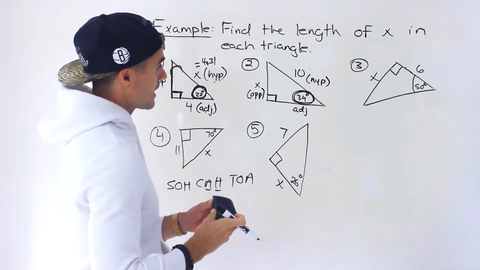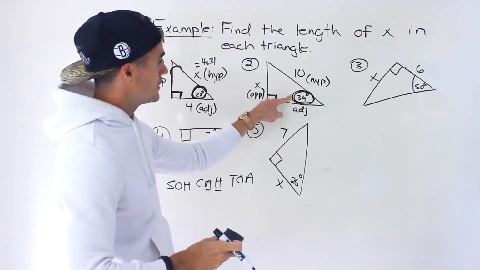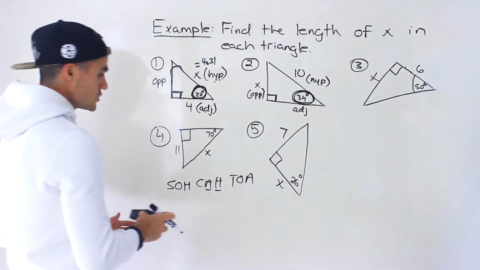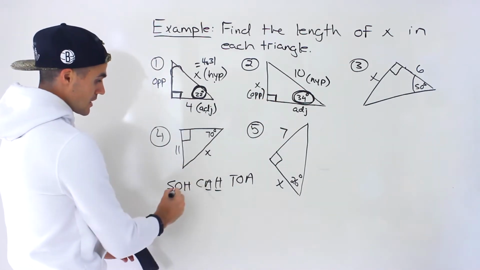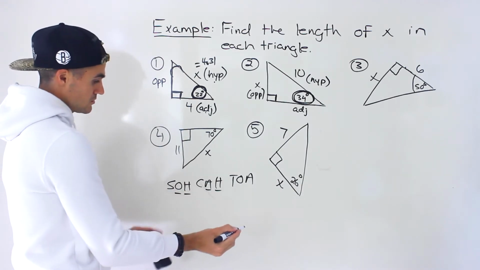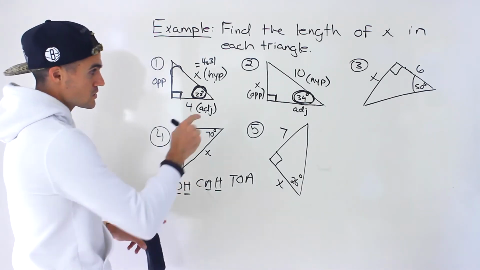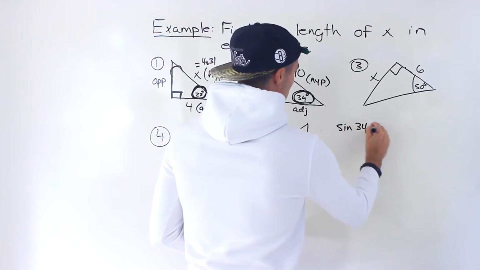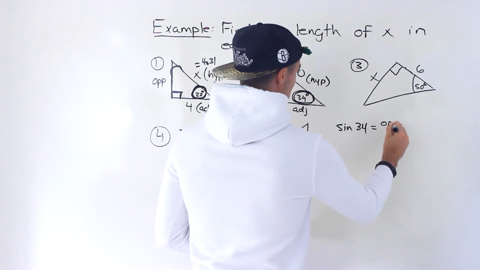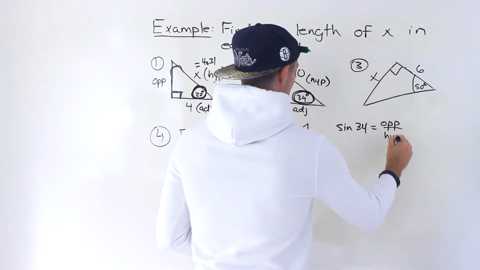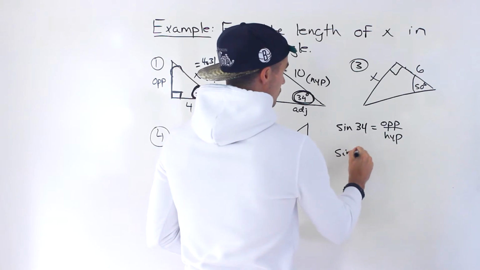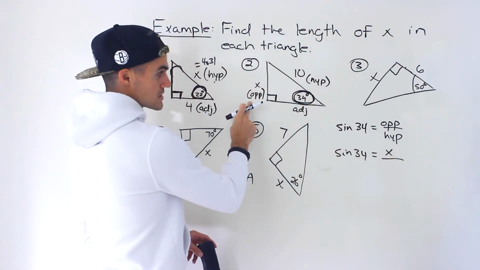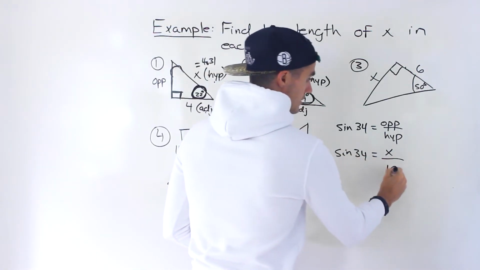Notice that if we're using this angle, we'd be using the opposite side and the hypotenuse. Which of the ratios uses the opposite and the hypotenuse? Opposite, hypotenuse, so it's the sine ratio. We would go sine of 34 equals the opposite over the hypotenuse. The opposite is actually what we're solving for, and then the hypotenuse is 10.